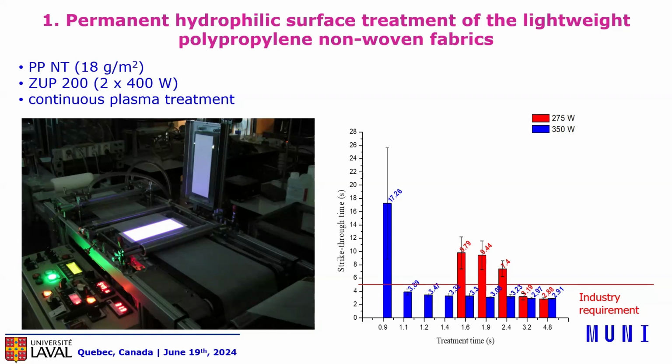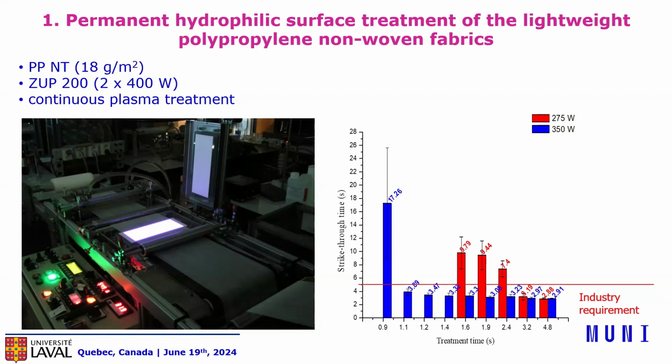Only a very simple example of the effect of the plasma. Here you can see on this graph the dependence of strike-through time on treatment time using such a coplanar system on polypropylene non-wovens. Strike-through time, only for your information, is a standard method used in the textile industry for determining the wettability of textiles. You measure the time necessary for 5 milliliters of salty water to go through the textile. So here on this graph you can see the dependence. The industry requirement for accepting your treatment is a strike-through time of less than 5 seconds.